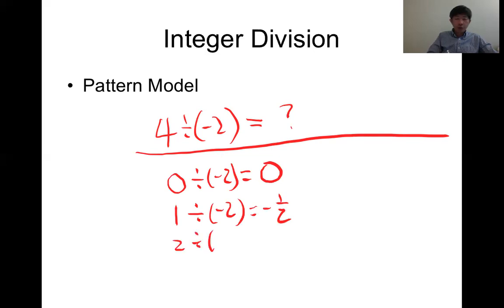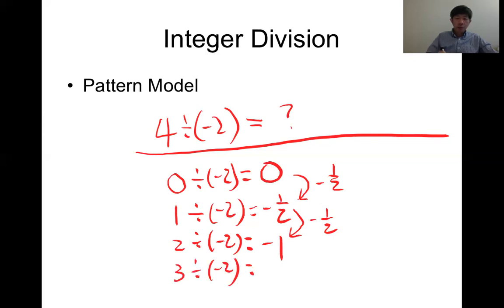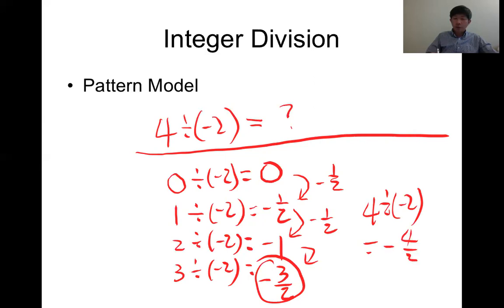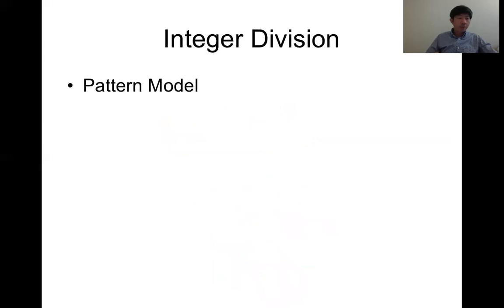2 divided by -2, how many? -1. Okay, now, pattern. Did you see the pattern here? We decrease by 1/2. Decrease by 1/2, right? Now, what about 3 divided by -2? Which is decrease another 1/2. So we can fill in this is -3 over 2, right? -3 over 2. So therefore, 4 divided by -2, which is equal to -4 over 2, which is equal to -2, right? So that's the one example I can show you for the pattern model.